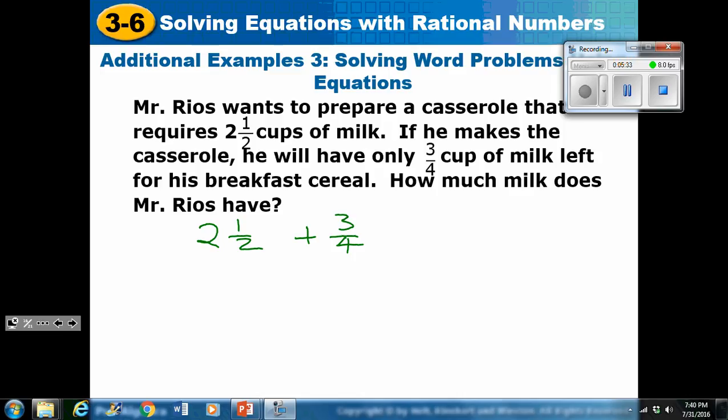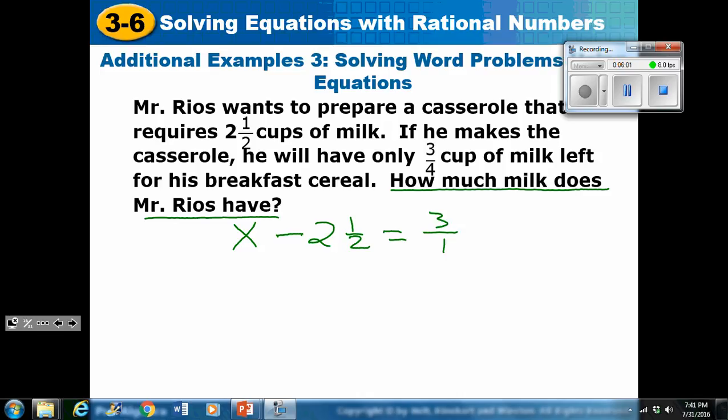However, a lot of times with this type of problem, they're really looking for you to write an equation where you do not have the variable already by itself. So really, what they want you to do here is say x is the amount of milk that Mr. Rios has. It's usually right here in the question part, how much milk does he have? And then he's going to use 2.5 cups of milk, and he's going to be left with 3/4 of a cup of milk. So then you're going to have to add 2.5 to both sides.